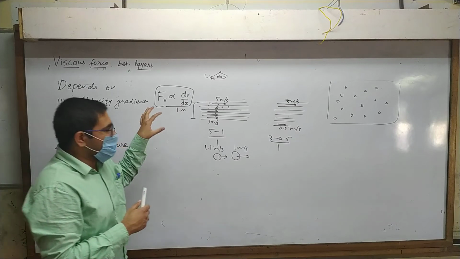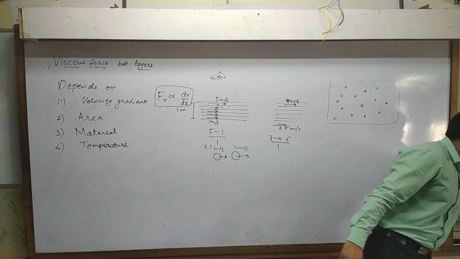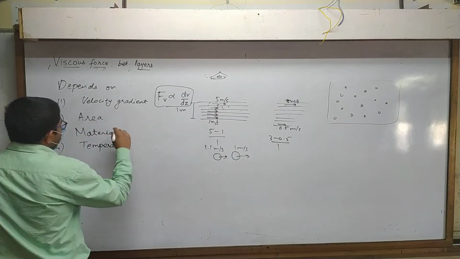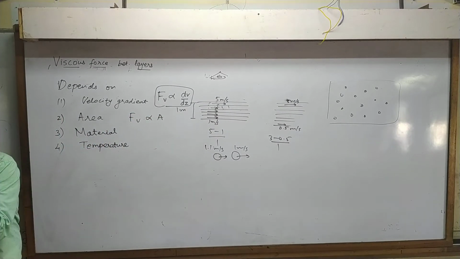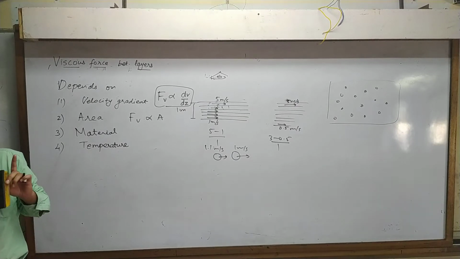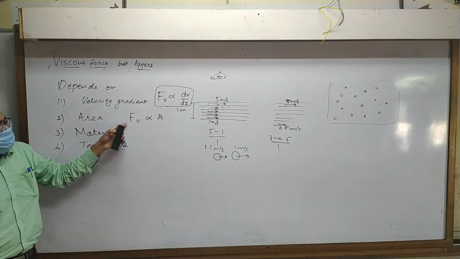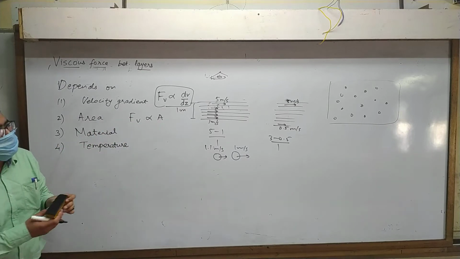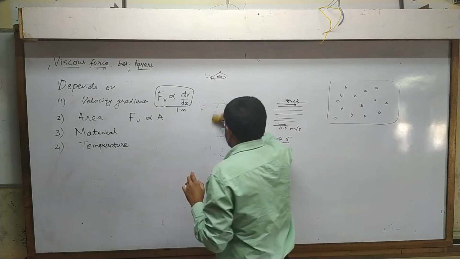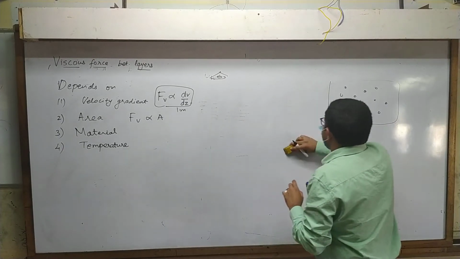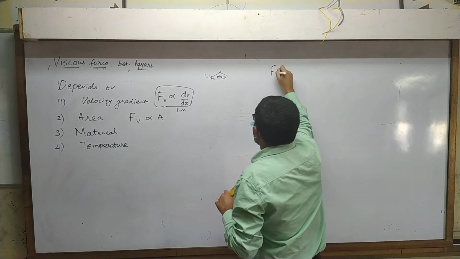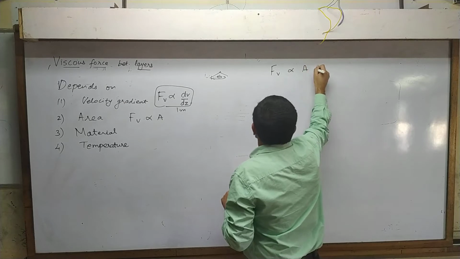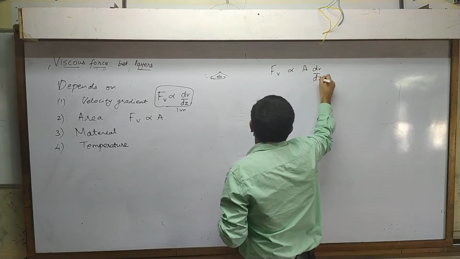Now, all of this can actually be summed up in one formula. Let's see what that is. Just like I wrote Fp proportional to dV by dz, I could also write Fp proportional to A. That is, the more the area, the more the viscosity. So when we combine these things, we get Fv is proportional to area and also proportional to dV by dz, or delta V by delta Z.